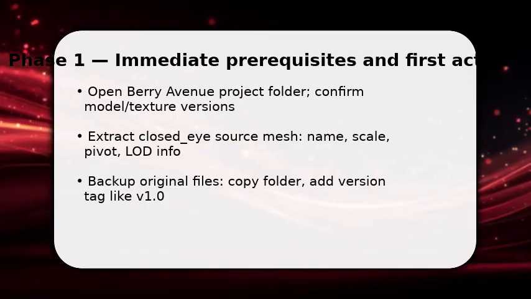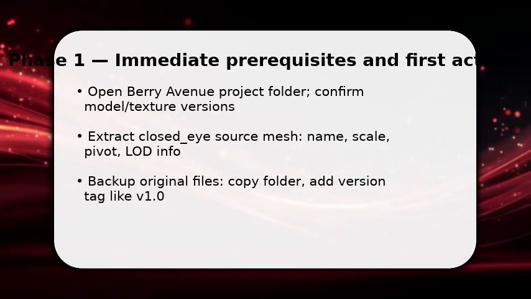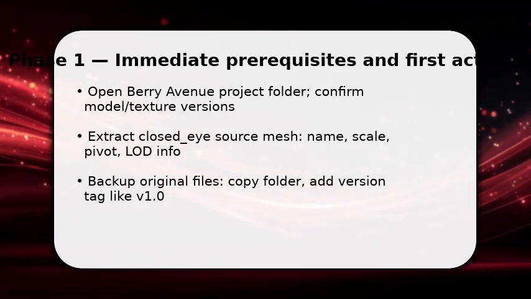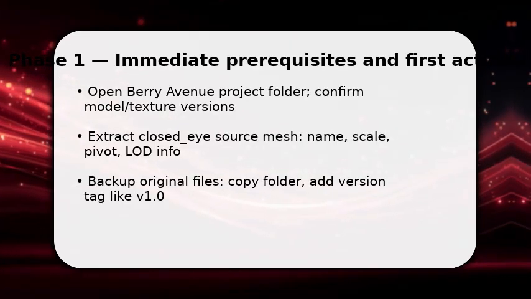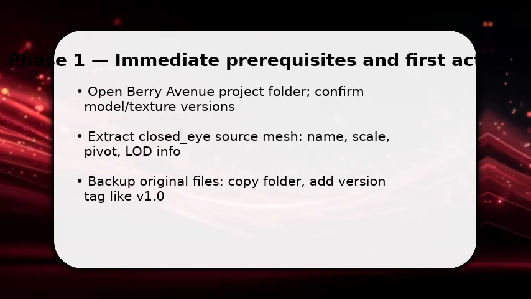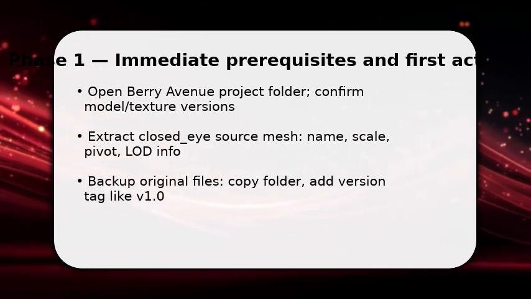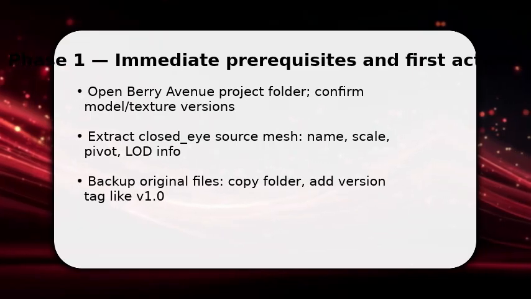You start by locating the closed eye mesh and required textures in the Berry Avenue project. Open the Assets folder and identify the exact file names. Once done, export the source mesh as OBJ or FBX while keeping scale and pivot consistent.